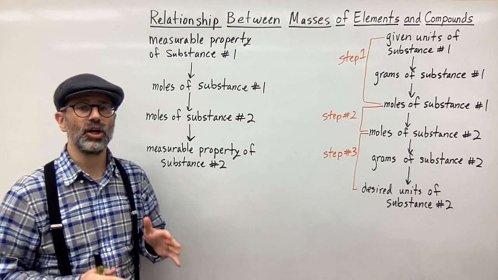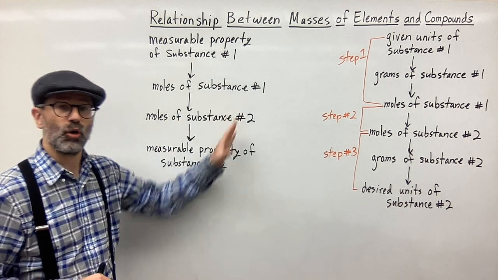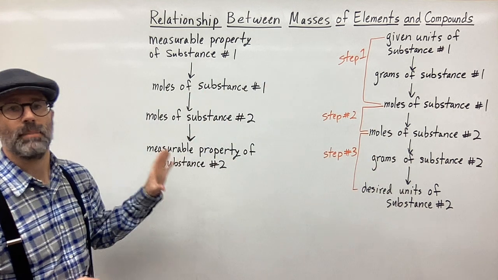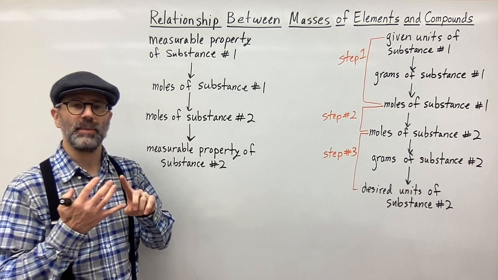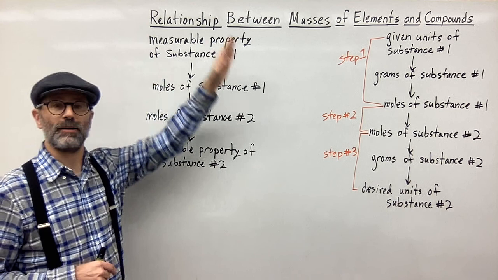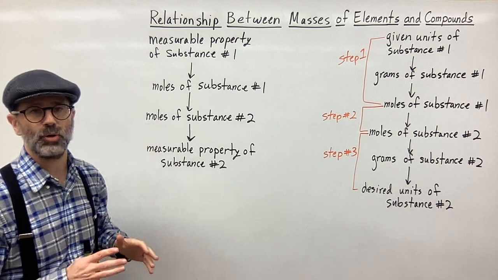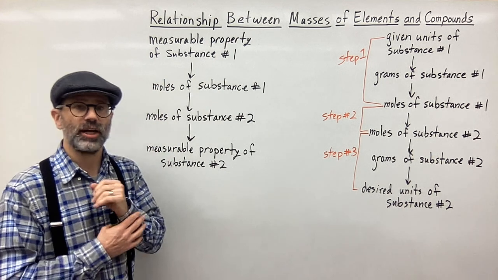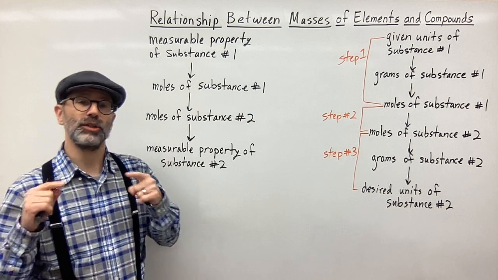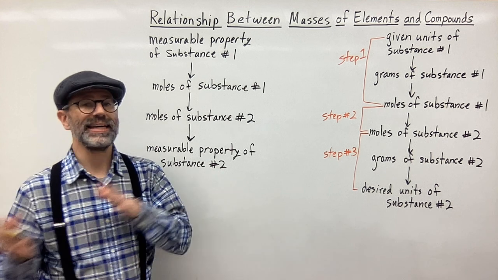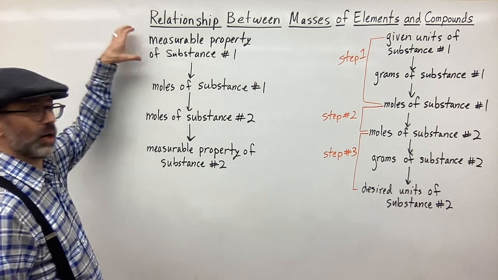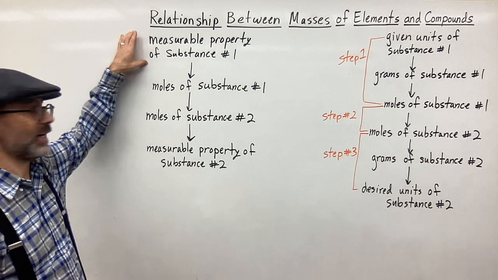So the roadmap that you're going to want to use is this general roadmap right here. I'll talk about the more specific one in a moment, but here's the general roadmap. You want to make 3 steps. Step number 1 is, whatever measurable property and unit you're given, you want to convert that measurable property to moles. Whatever you're given, get it to moles.